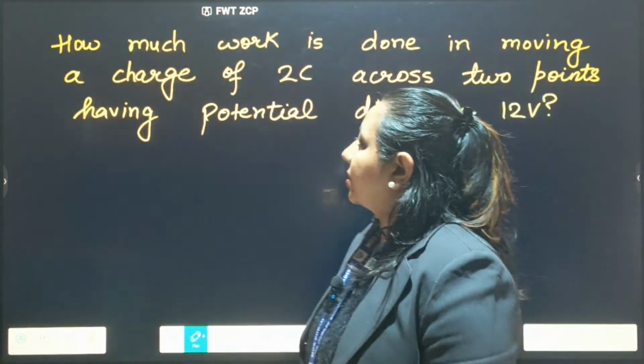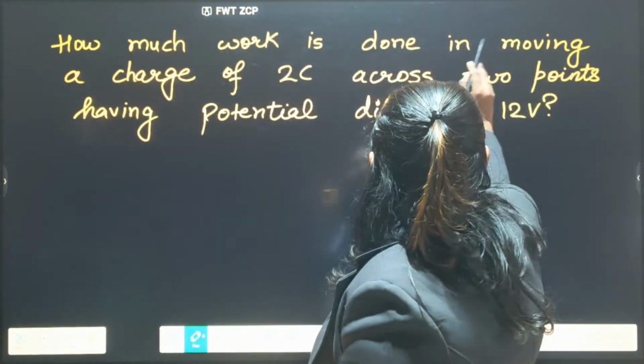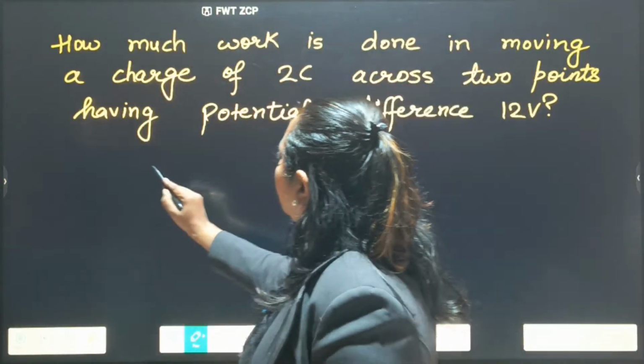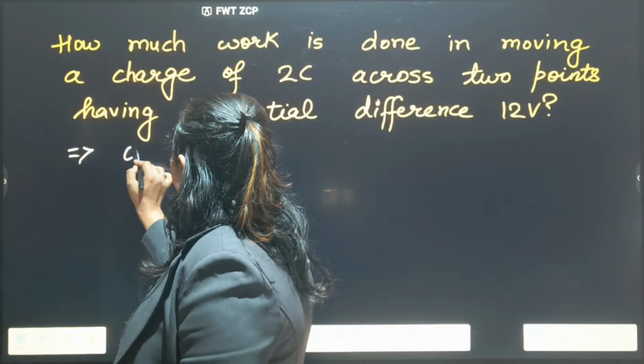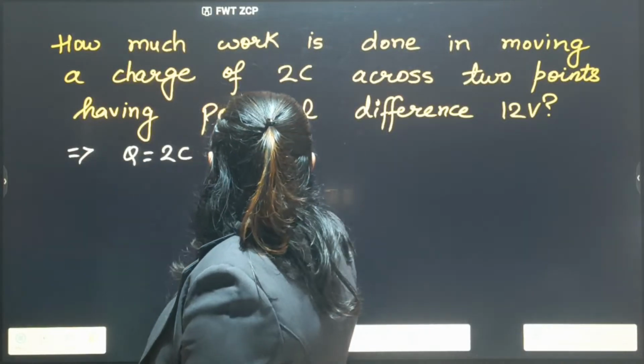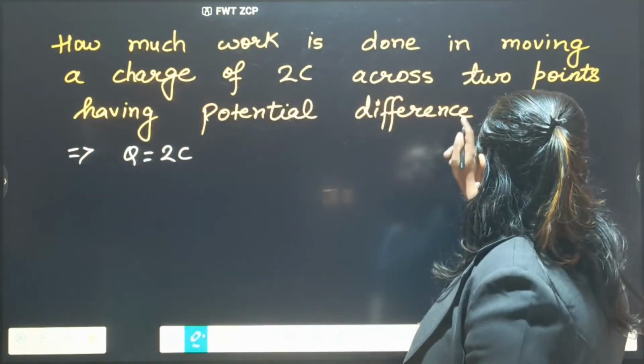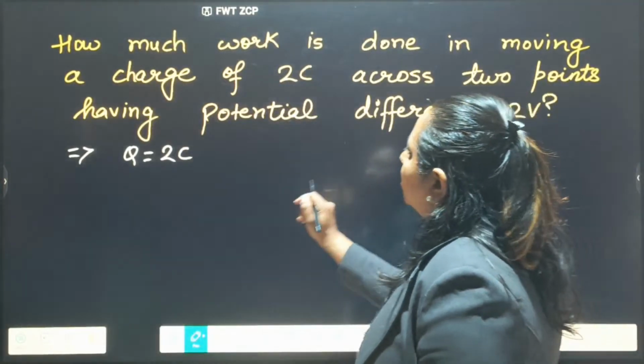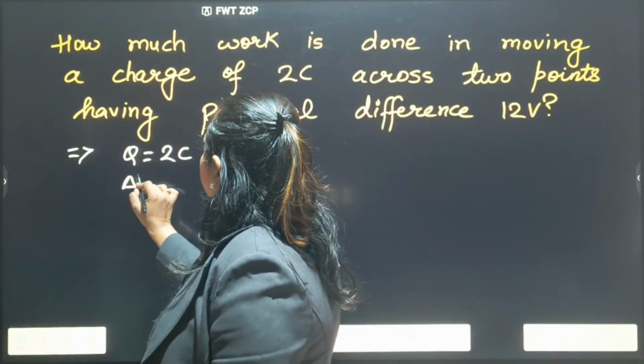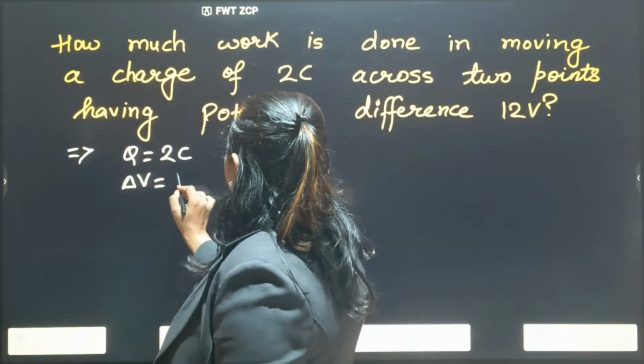Next we have, next question. How much work is done in moving a charge of 2 coulomb? We have given charge of 2 coulomb across 2 points having the potential difference. Potential difference delta V we have given is 12V.